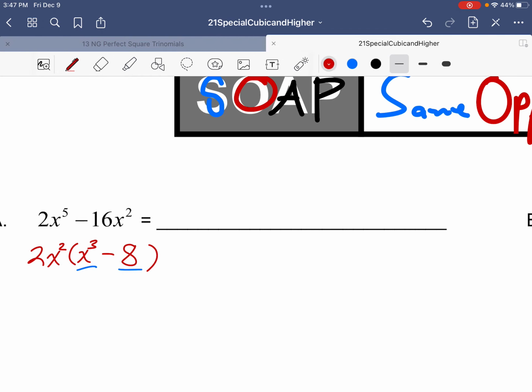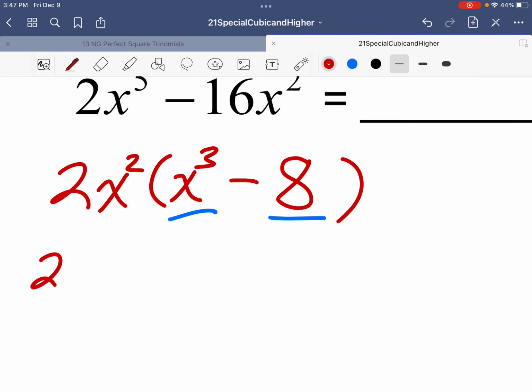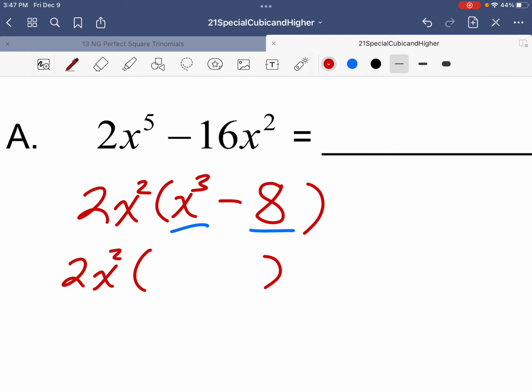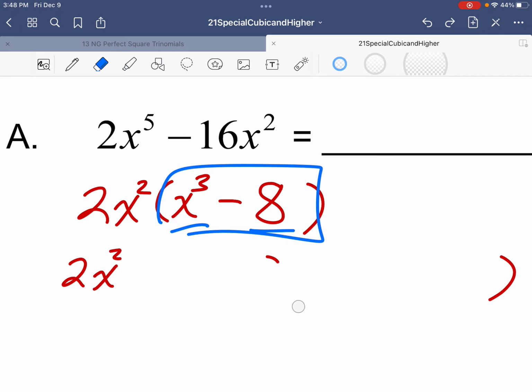Now what's happening here is I'm rewriting the problem with multiple factors. The 2x squared, don't forget about it. It's still here. But what I'm going to do is now factor my cube, my difference of cubes. And that's what's going to end up in these two parentheses. Here, let's change the color so it matches. We'll put them as blue.